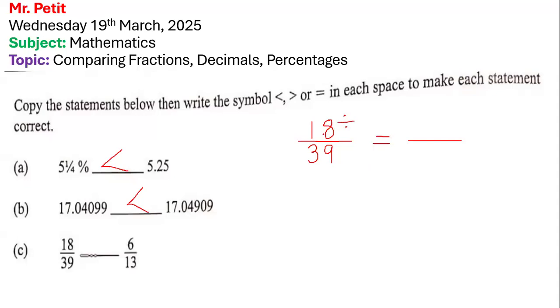So 18 divided by 3 is what? Six. And then 39 divided by 3 is what? 13. And so what that means is that these are literally the exact same fractions. They are equivalent. And so the answer is definitely equal to.